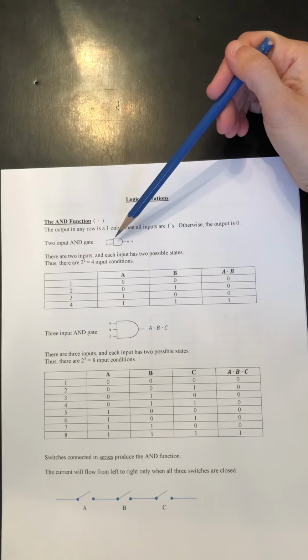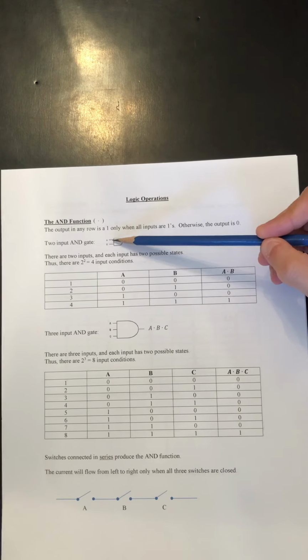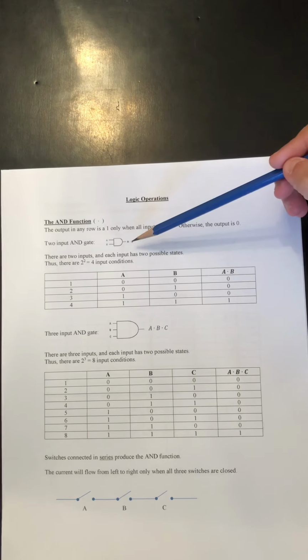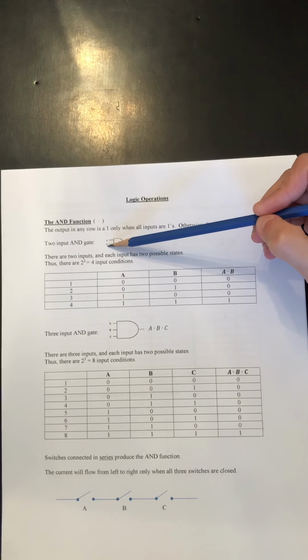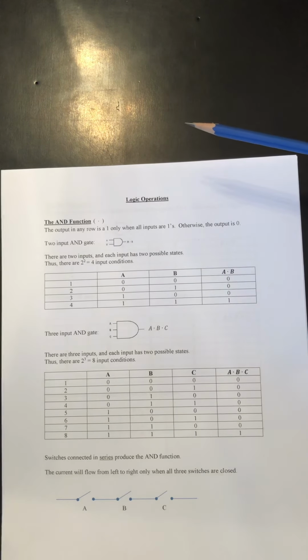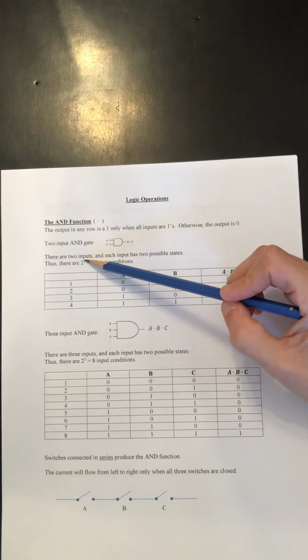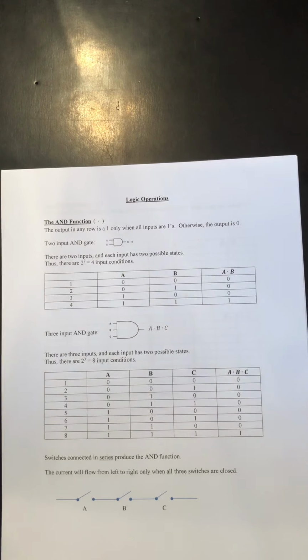This is what a 2-input AND gate looks like. Notice how we have this straight vertical front. The output here would be A times B. Now, because we have two inputs, A and B, and each of those inputs can be either a 0 or a 1, we have 2 squared or 4 input conditions. And so this will correspond to 4 rows in a truth table.